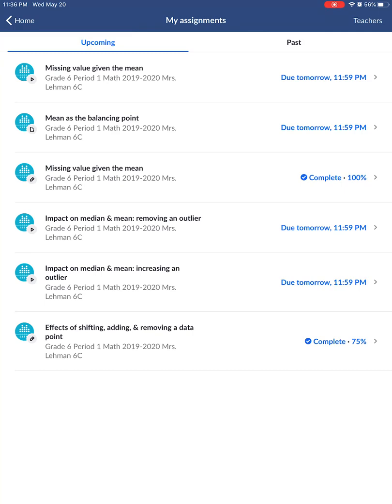All right, anyway, effects of shifting, adding and removing a data point. So again, this is going to focus on that idea of outliers and how an outlier affects the mean a lot, because it pulls the mean in the direction of the outlier. The median is fairly resistant to that. I mean, it can impact the median slightly, but it's usually never as much as the mean. So it's really an effect on the mean.